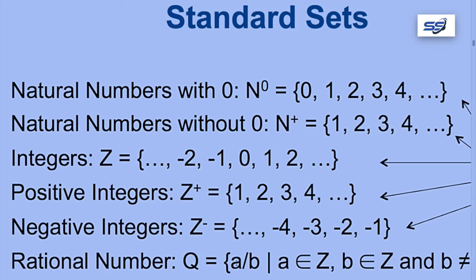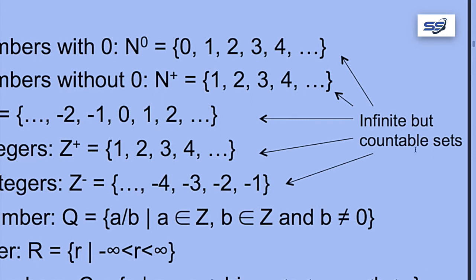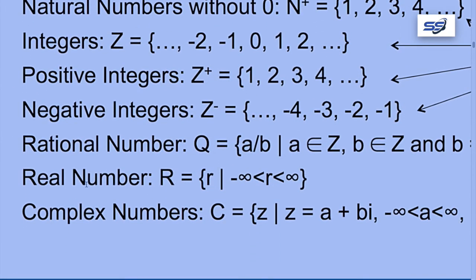Rational numbers, Q is equal to {a/b such that a belongs to Z, b belongs to Z and b does not equal 0}. All these sets are infinite but countable sets. Here more, see here. Real numbers: R is equal to {r such that minus infinity is less than r and r is less than plus infinity}. Complex numbers: C is equal to {z such that z is equal to a plus bi, where minus infinity is less than a and a is less than infinity}.